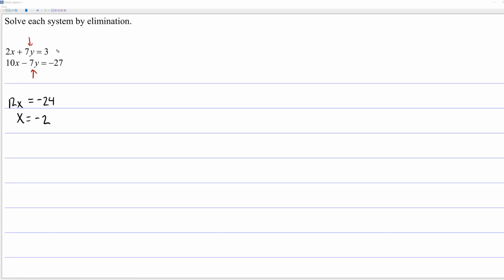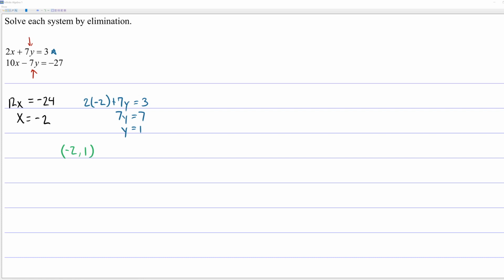Now, I think it would probably be simplest to substitute this into the top equation. So we have 2 times negative 2 plus 7y equals 3. Well, 2 times negative 2 is negative 4, so we're going to add a positive 4 to both sides. 3 plus 4 is 7. Divide by 7, and you get y equals 1. Just like anytime you're solving a system graphically, you're finding the point where the lines intersect each other. So these two lines would intersect at negative 2, comma 1.